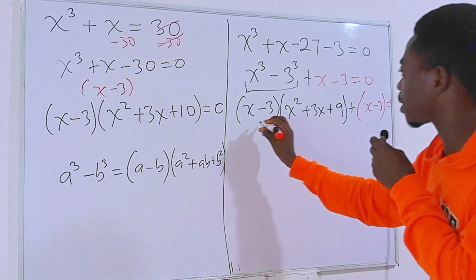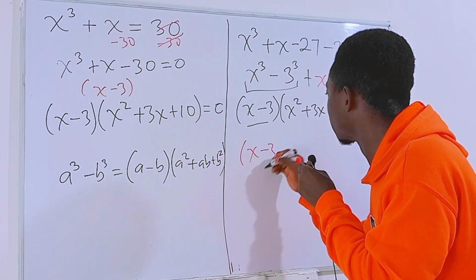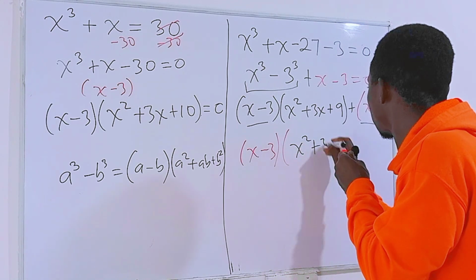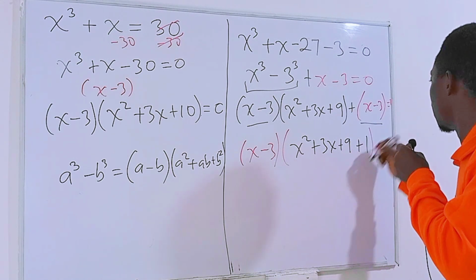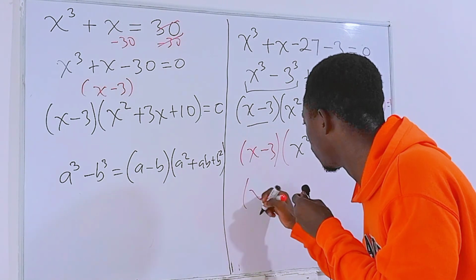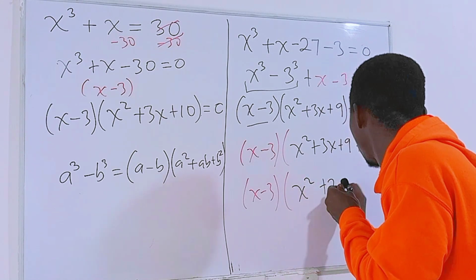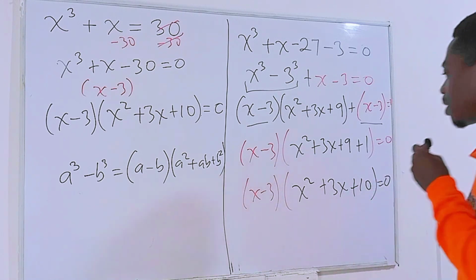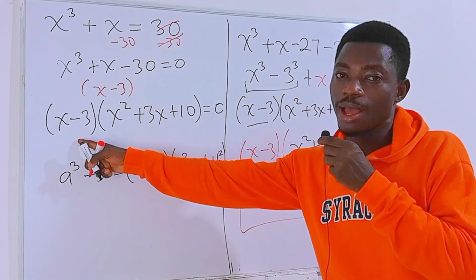And we can clearly see that x minus 3 is common. So let's take it out so that we get x minus 3. Then here we are left with x squared plus 3x plus 9. Then right from here we'll be left with positive 1, and this is 0. We can simplify this further, right? So we have x minus 3 times x squared plus 3x, 9 plus 1, that is positive 10, and this is 0.